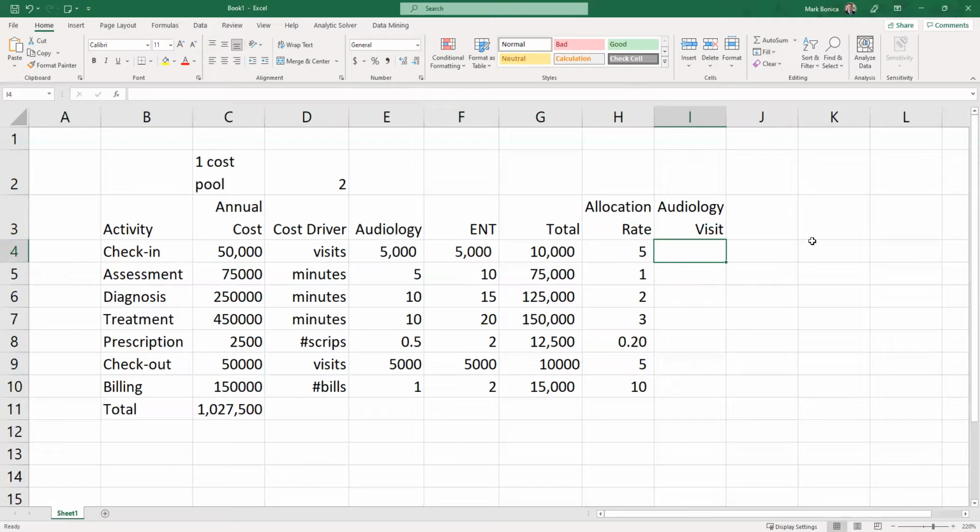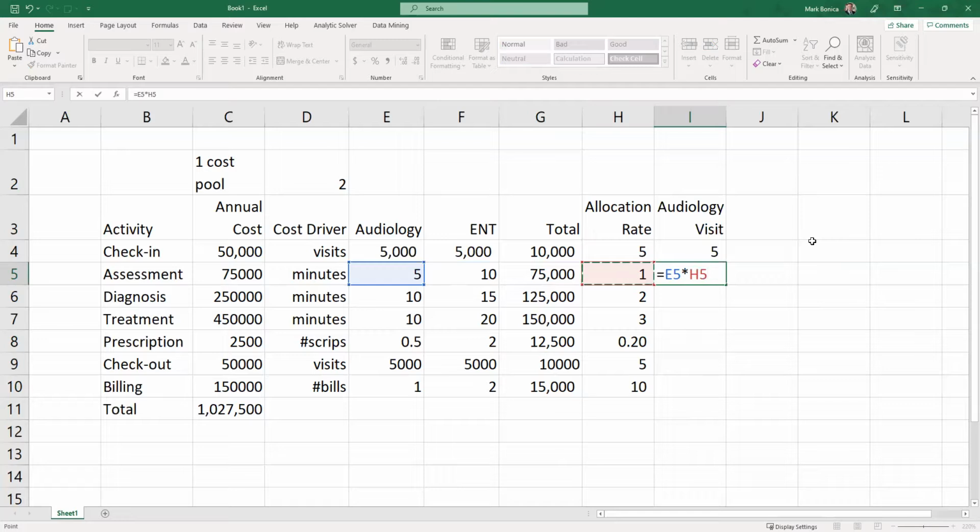Well, how many check-ins do you have per visit? You have 1 check-in. So you have 1 times 5, or 5. How many minutes of assessment do you get if you go to audiology? Well, you get 5 minutes of assessment per visit times $1 per minute of assessment gives us $5.